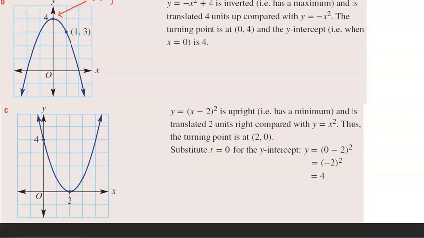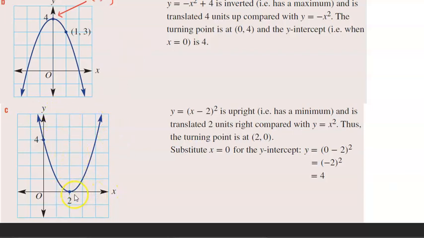For y equals (x minus 2) all squared, we have a shift or translation 2 units to the right. Because this is a minus, it goes 2 units to the right. There's no dilation and there's no vertical translation of any sort. This has a minimum turning point because it starts up high, it goes low, it goes to the lowest point of (2, 0), and then it goes back up again.